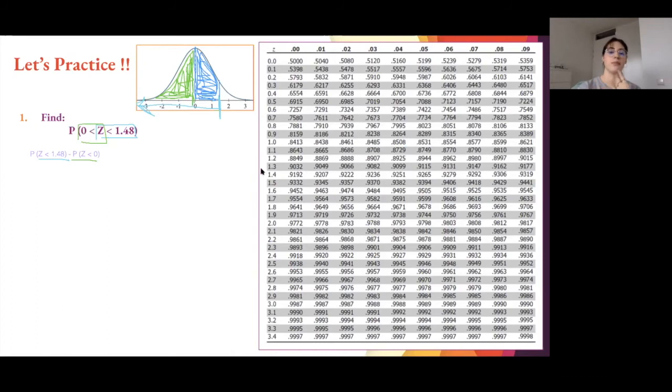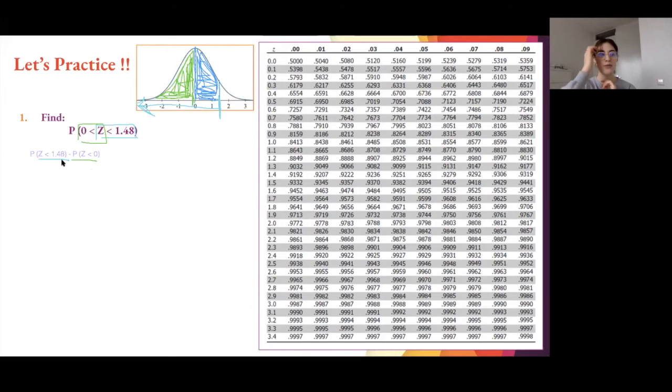So now that we've basically established that, we can now try to find these individual probabilities. So actually, I'm going to first look in the z-table for these. So probability that Z is less than 1.48. We can easily find that in the z-table just because this is a less than sign and it's already a positive number. So we don't need to really do anything else with this.